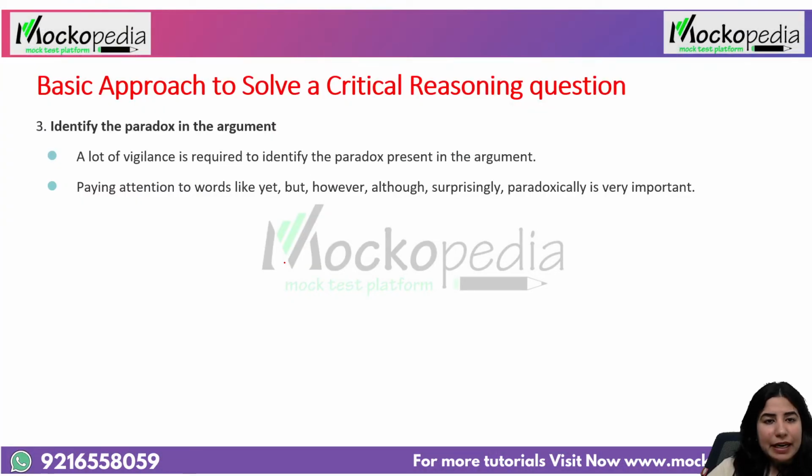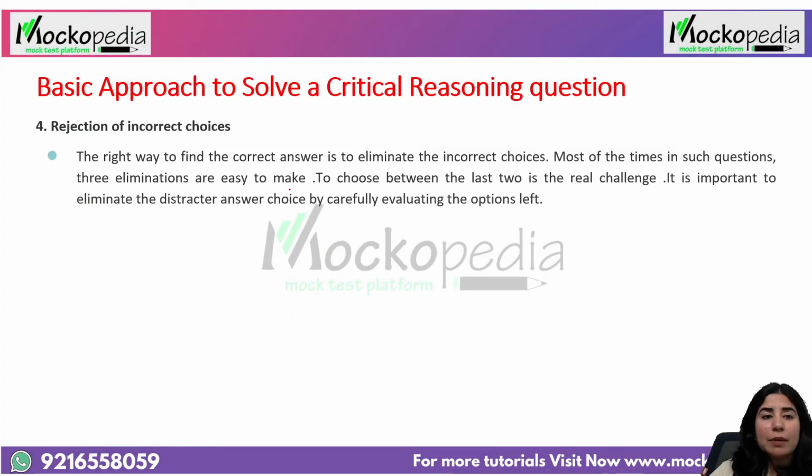The next step will be to identify the paradox. So again, I'm reiterating, a lot of vigilance is needed, a lot of focus is needed, a lot of attention is required, and of course you need to observe these words. This is very important because fundamental clarity of the paradox is the key to solving such questions. The next step would be to eliminate the incorrect answer choices. So keep on eliminating the incorrect ones. Whatever remains shall serve as the right answer.